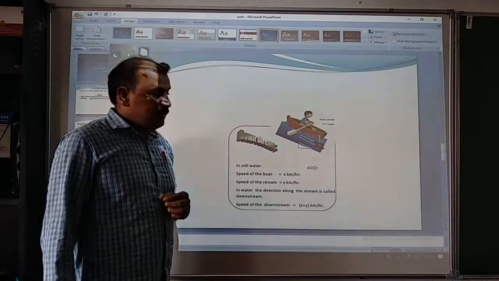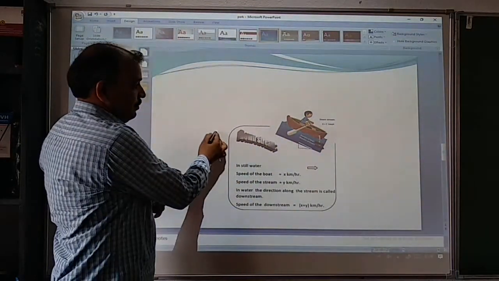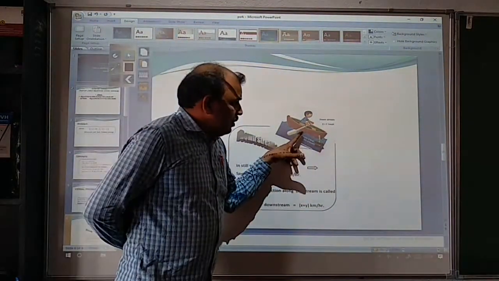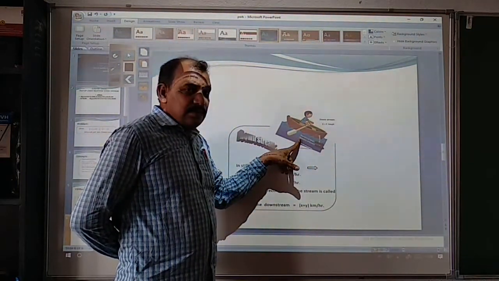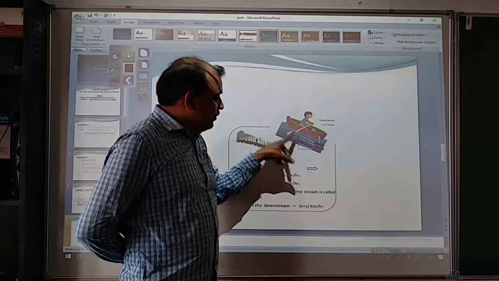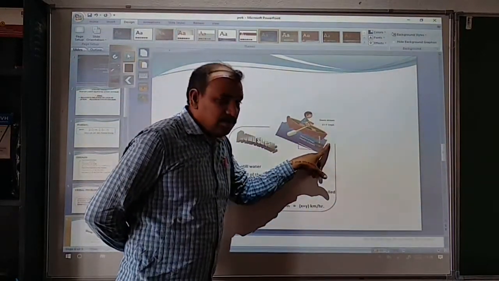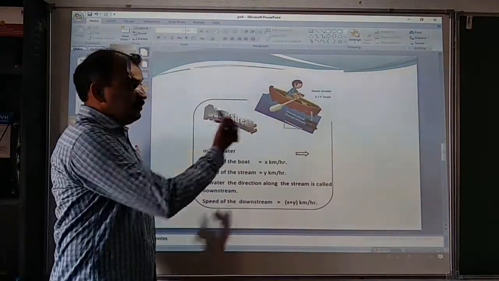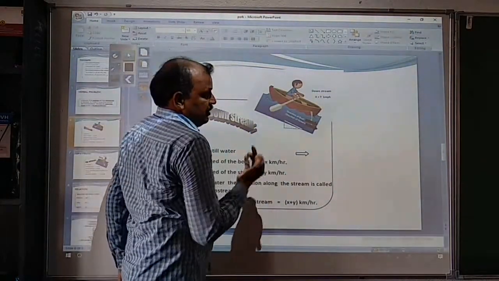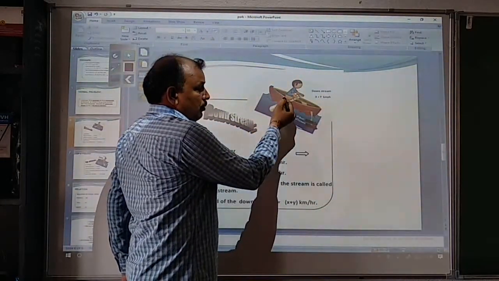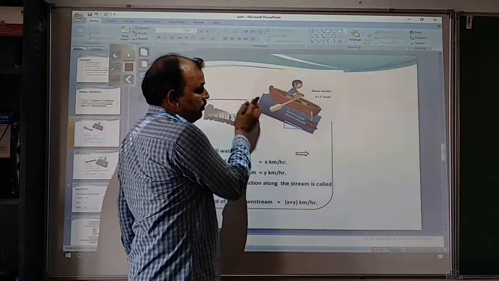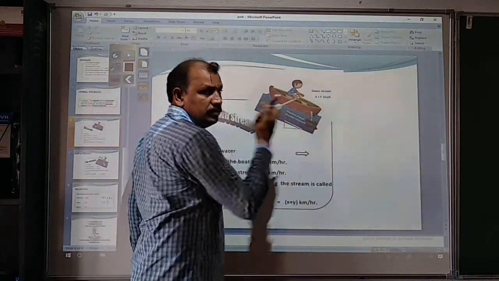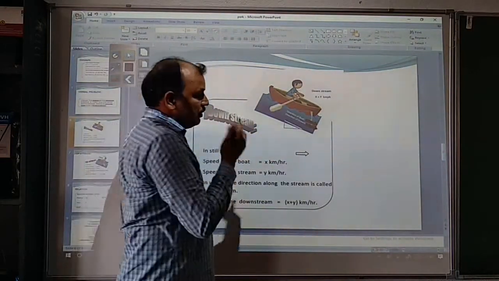Let us see the picture. Here boat and stream is there. Stream means, generally the stream always flows from up to down. Observe this picture. Boat and stream is there. Stream always flows from up to down.